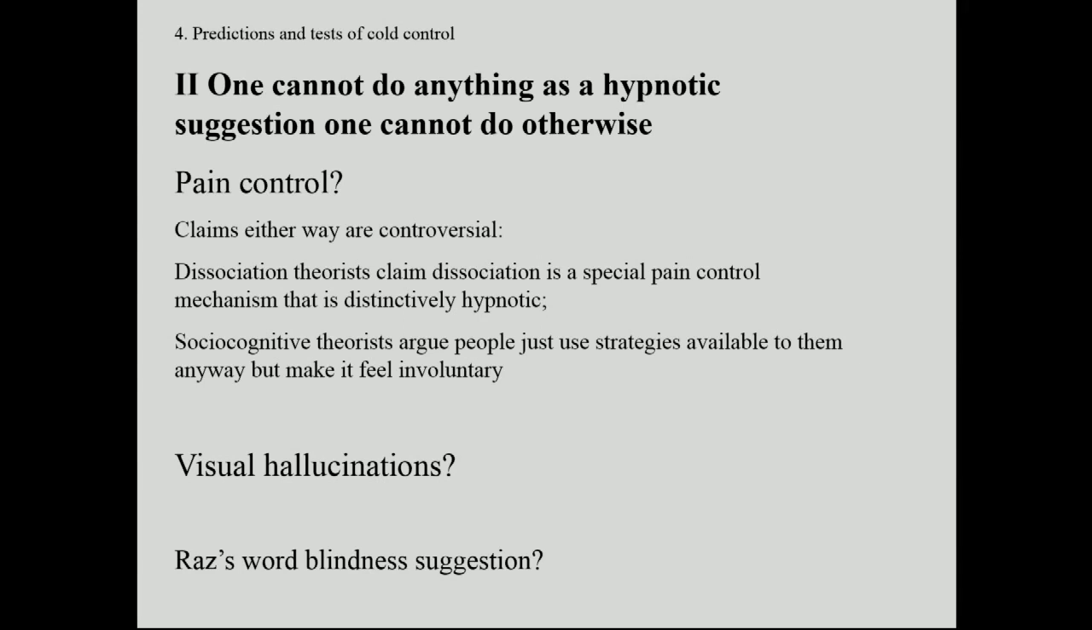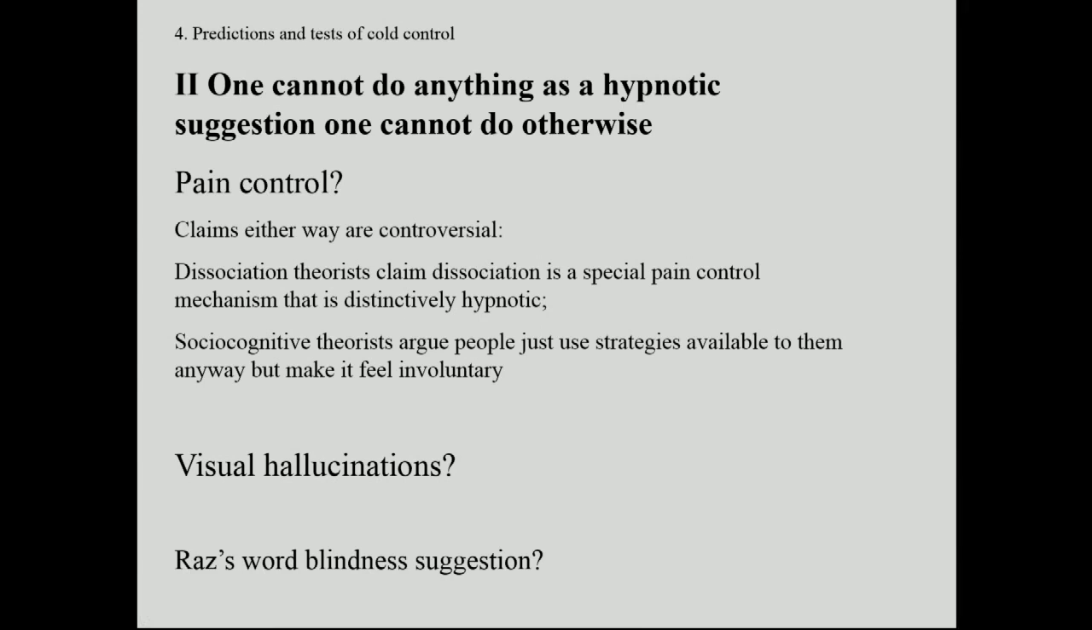So what about visual hallucinations? I mean, that seems pretty remarkable. Doesn't one gain the ability to have visual hallucinations? It's sort of an ability, if you like, something you can do hypnotically, but not non-hypnotically. And the other thing I mentioned was the Raz word blindness suggestion, where you substantially reduce the Stroop effect. Seems amazing. And I'm going to turn to that as well. How does that happen? And isn't that an ability you gain hypnotically that you don't have non-hypnotically?